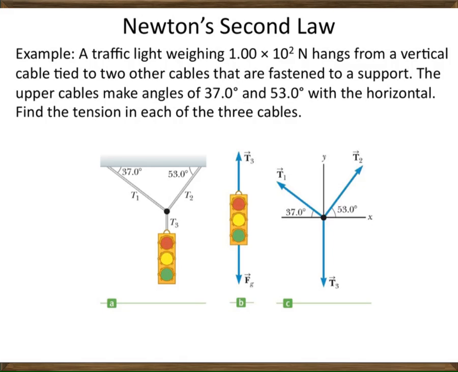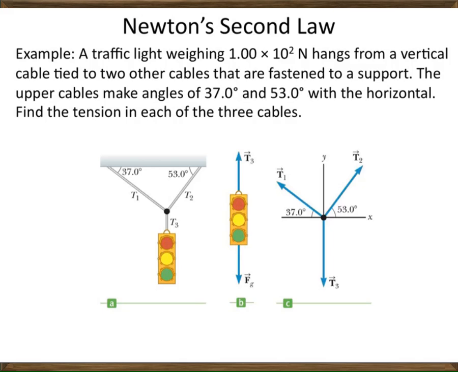So think about this example. You have a traffic light. It's an object. And it is hung by these three ropes to the ceiling, some kind of ceiling. And we want to draw a free body diagram. That means if you want to draw a free body diagram, you will show all the forces. That's it. In the free body diagram, you don't show anything else other than forces. Just only concentrate on forces.